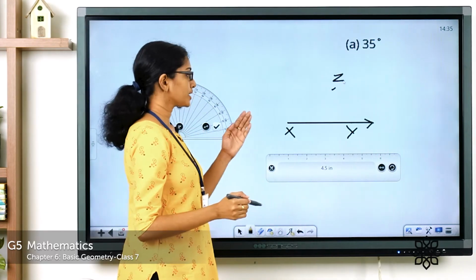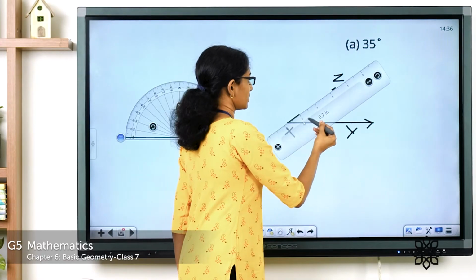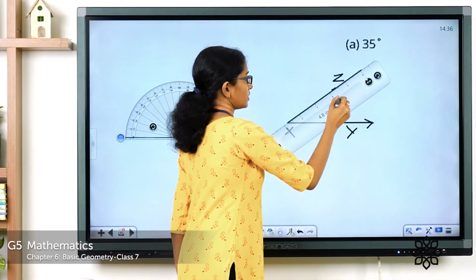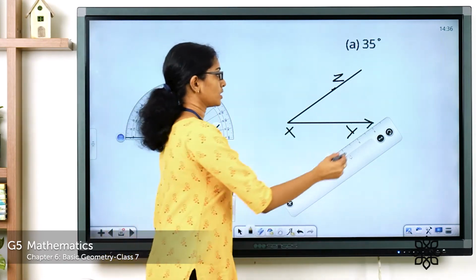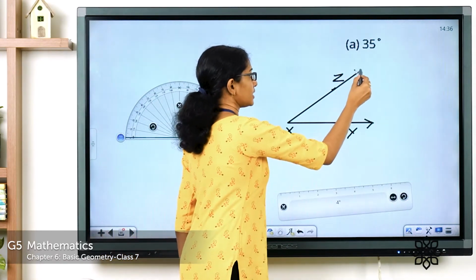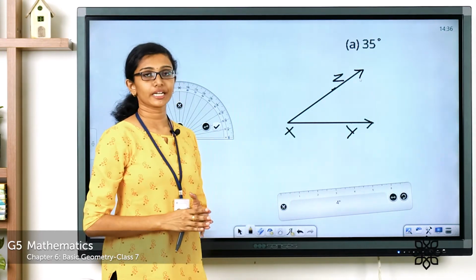Now you have to join the points X and Z. Join X and Z. Draw a line passing through Z starting from X. Now set aside the ruler and draw the arrow. Now we have drawn the angle which measures 35 degree.